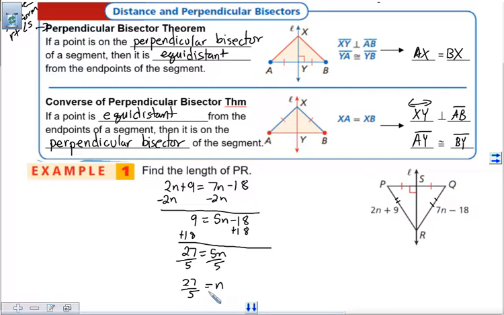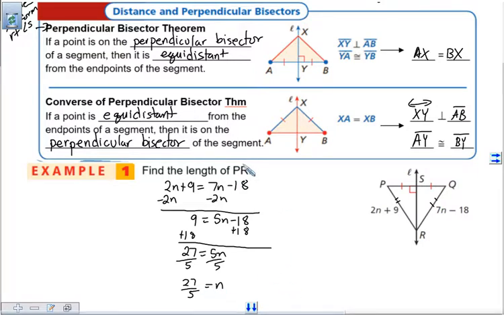Now, for those of you who like changing your improper fractions to decimals, today I highly recommend that you do not do that, because there will be a problem on the assignment that you get incorrect because you rounded inappropriately. So please leave your improper fractions as fractions.